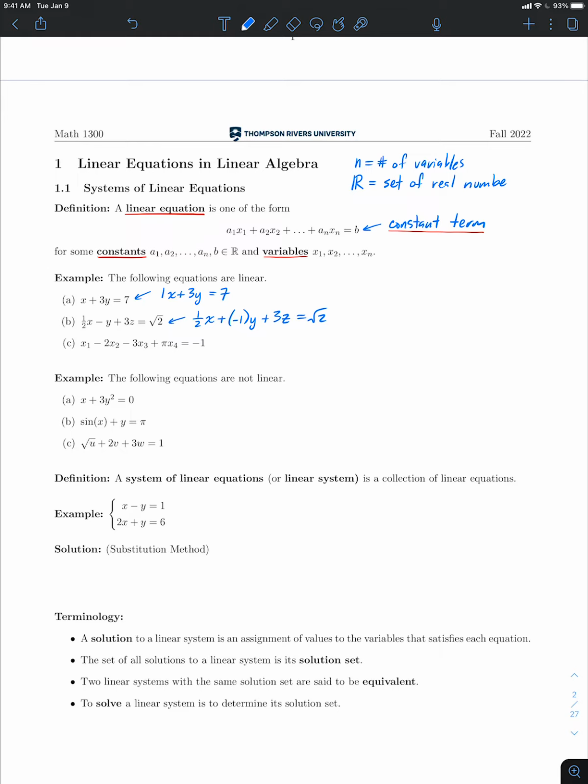So just to clarify what I just said, any of the coefficients or the constant term of a linear equation is allowed to be any real number whatsoever.